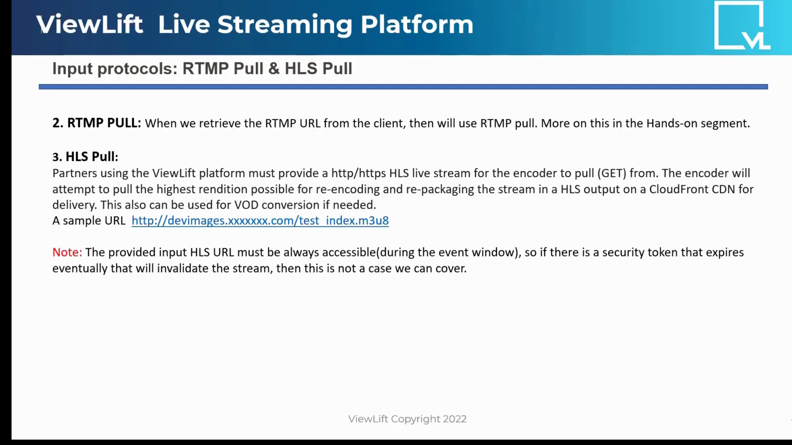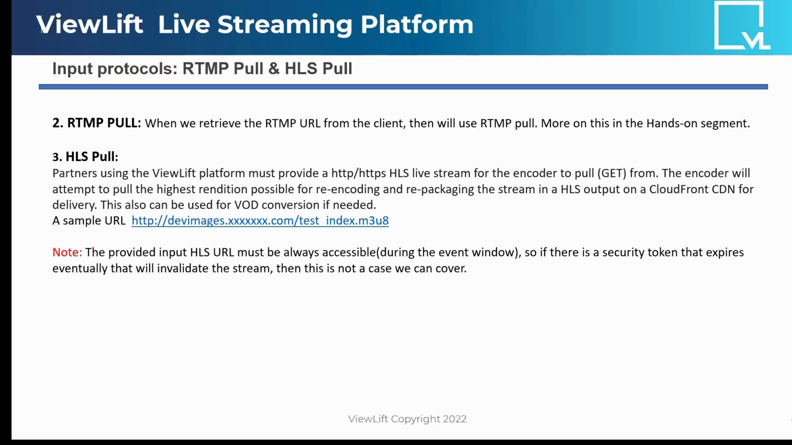Like RTMP push, there is the RTMP pull, but there are a few differences. RTMP pull is used where we retrieve the RTMP URL from the client side, meaning from the event location. Then we use RTMP pull. Normally this is very rarely used.